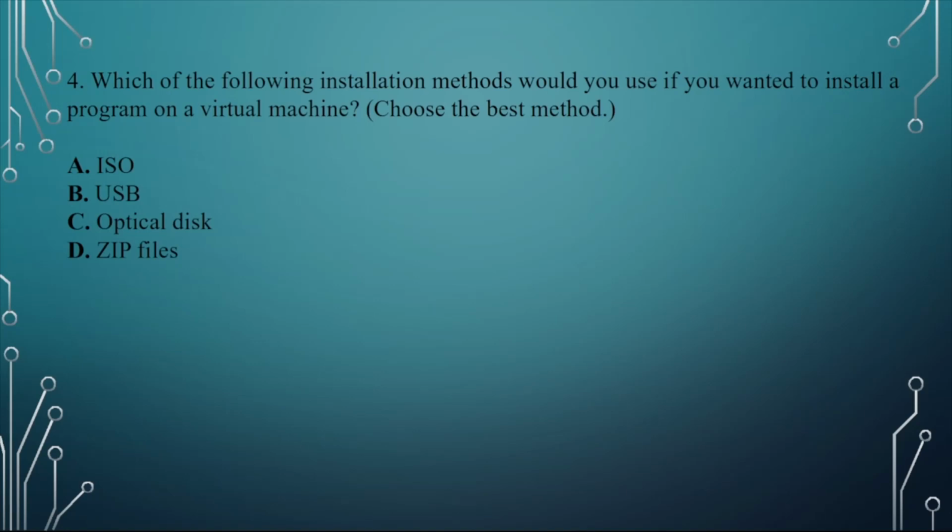Question number 4. Which of the following installation methods would you use if you wanted to install a program on a virtual machine? Choose the best method. A. ISO, B. USB, C. Optical disk, D. zip files.